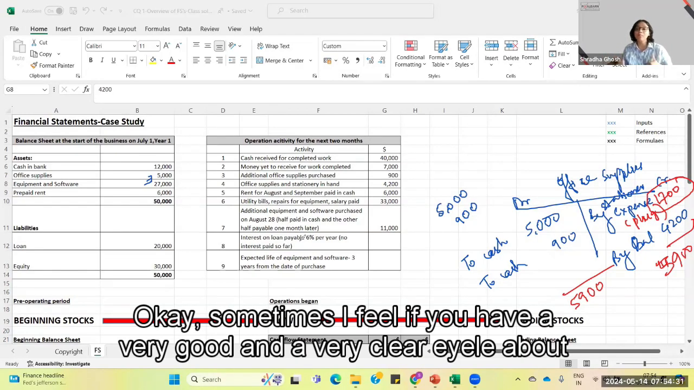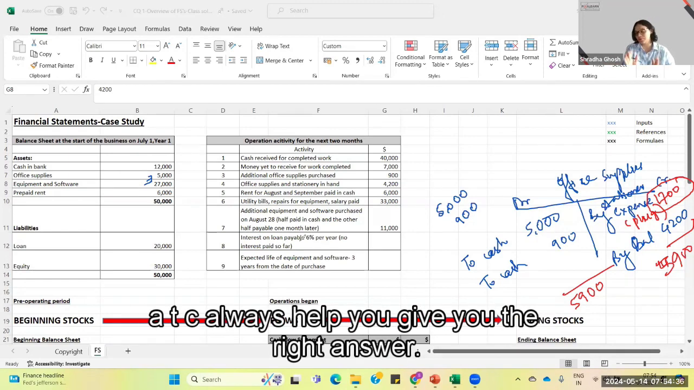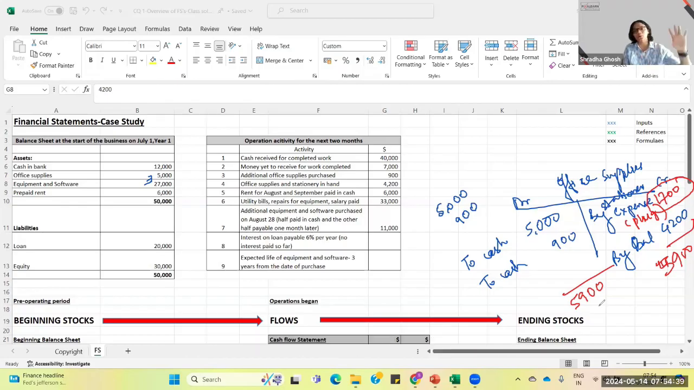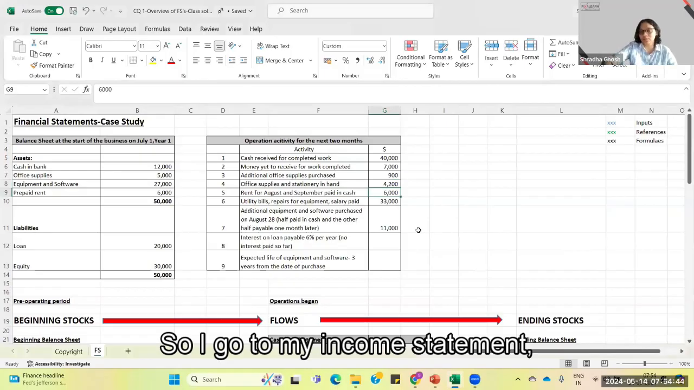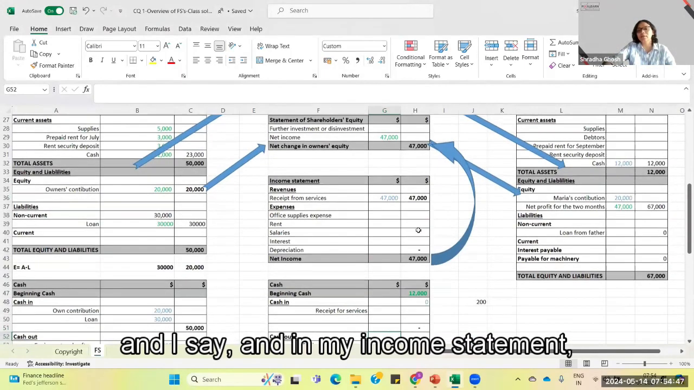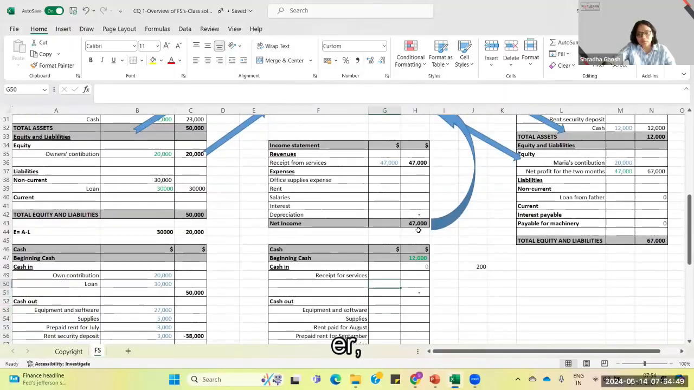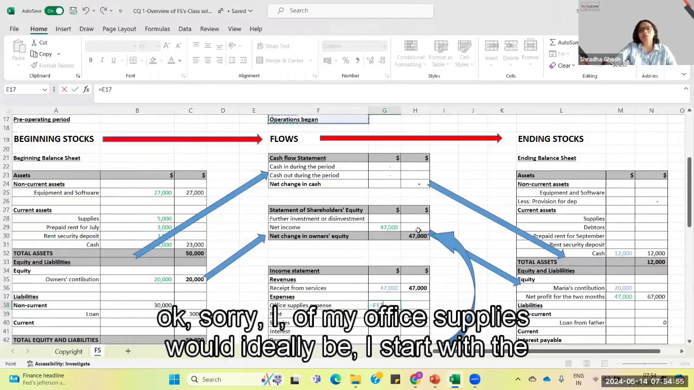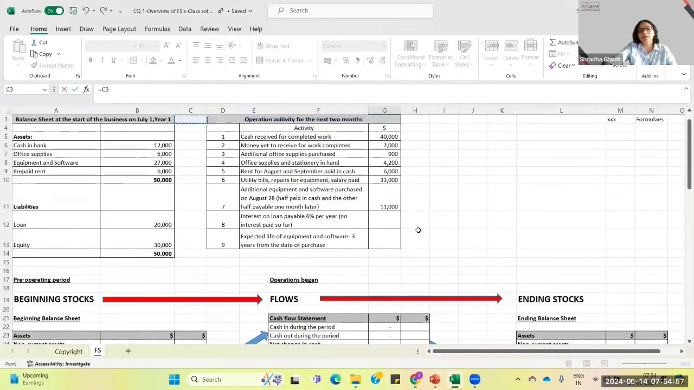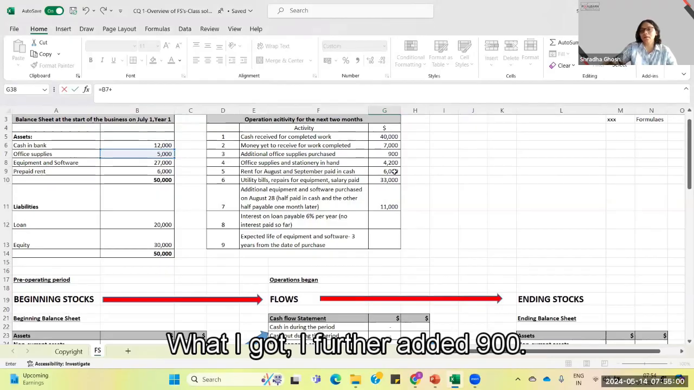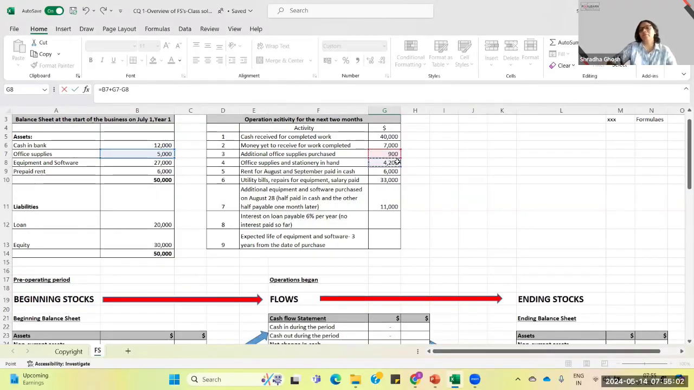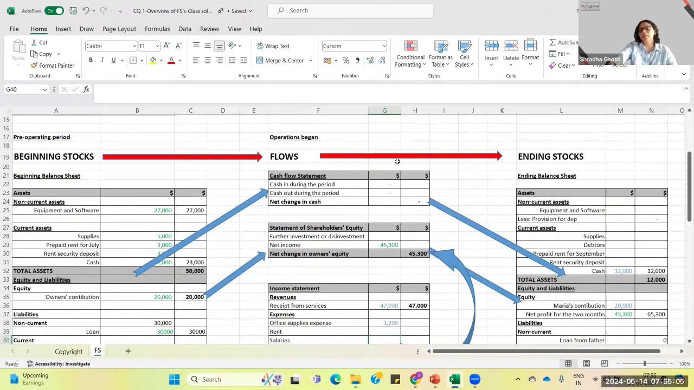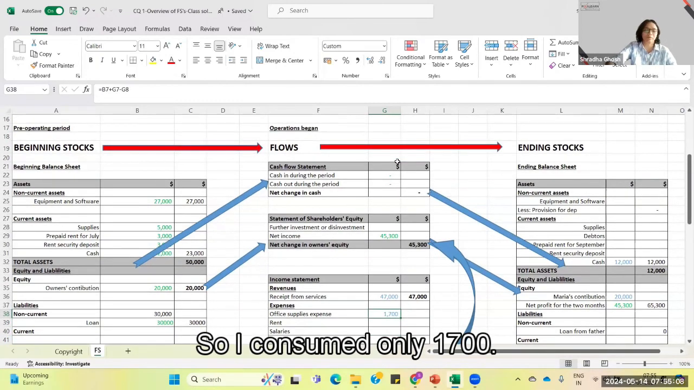Sometimes I feel if you have a very good and a very clear idea about the T accounts, they always help give you the right answer. So remember what a plug is, what you're solving for, the T account should always work. So I go to my income statement, and my office supplies would ideally be: I start with 5,000, what I got. I further added 900 and then I took out 4,200. So I consumed only 1,700.